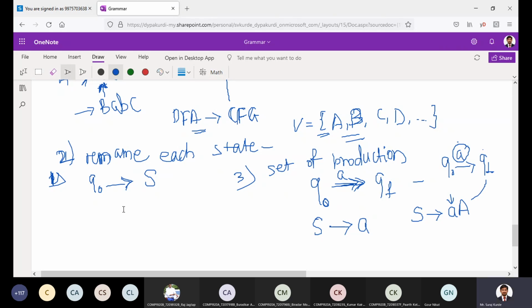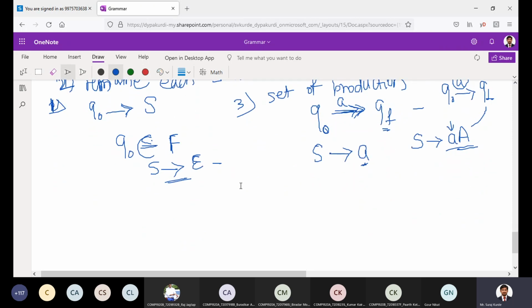If Q naught itself is a final state, if Q naught belongs to the final states, then S produces epsilon. This is a production rule that we have to add. If it moves to a final state on input a, there is no non-terminal on the right hand side, only a terminal. And if it moves to a non-final state, then S produces aA, or whatever the non-terminal is, that we have to write.